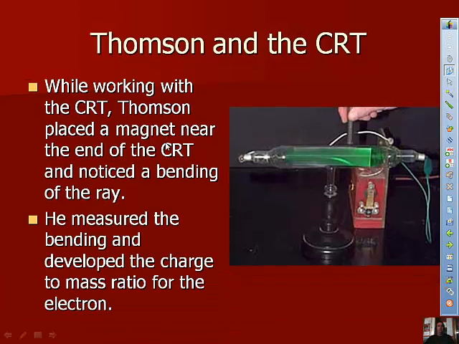So what he did was he measured the amount of bending that occurred, and he developed the charge to mass ratio for an electron. Okay, so J.J. Thomson finds the electron, notices that there's this bending that occurs, measures the amount of bending, and said, you know what, we have a ratio between that charge and the mass for that electron.